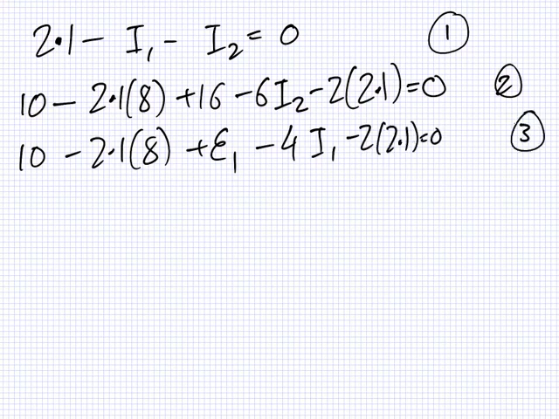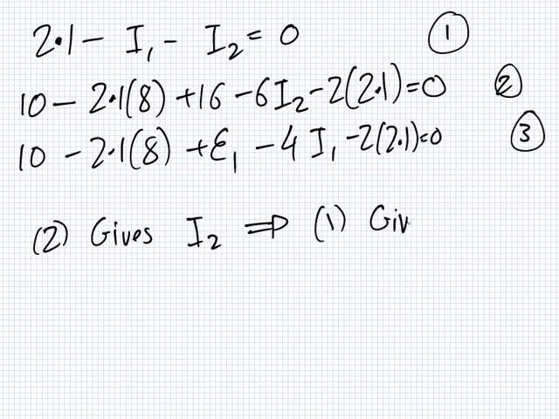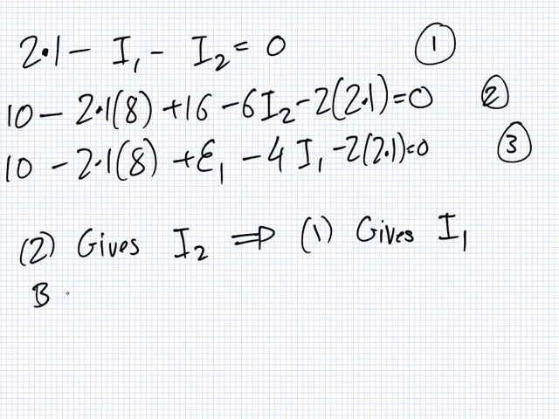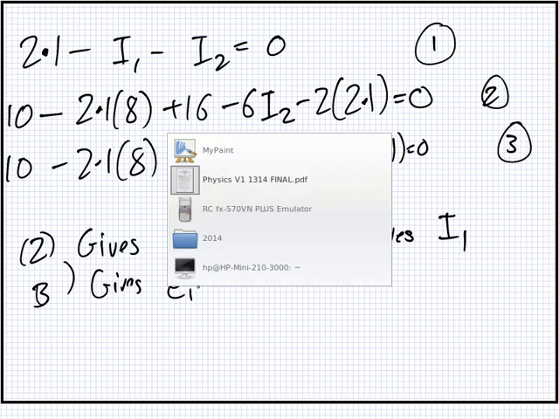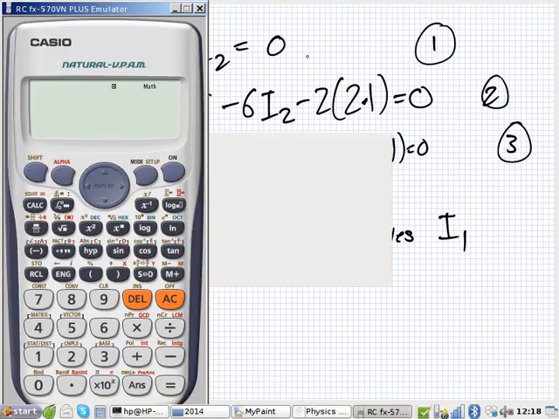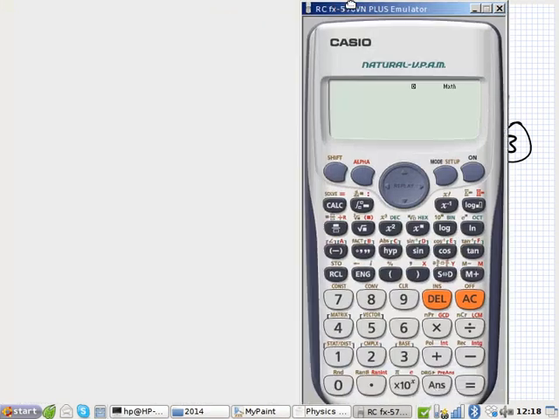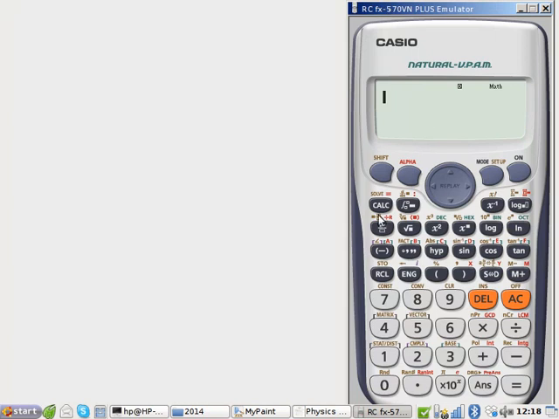So three equations. Equation 2 gives me I2. That means equation 1 gives I1. And then finally equation 3 gives E1. So let's try that. Let's get the I2 first. I have my calculator here. So it's going to be a fraction. What's happened?